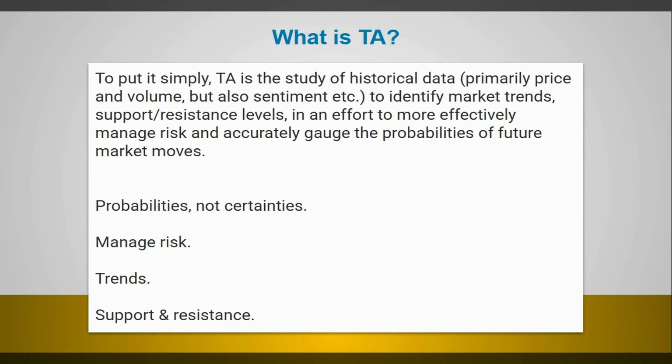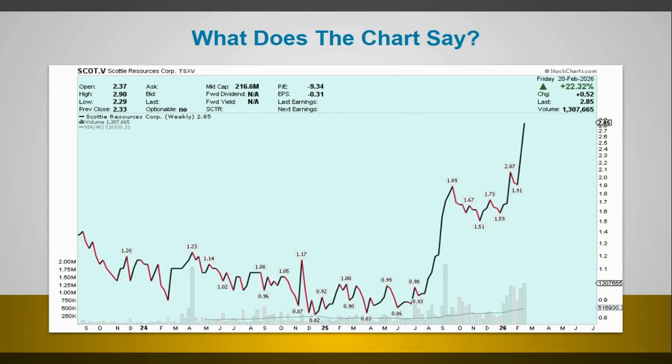And most importantly, with technical analysis, we're working with probabilities, right? We're gauging probabilities. We're trying to manage risk, identifying support levels on a chart, and trends. Really, the simplest way to use charts is just to look for trends. And if you can identify trends and participate in them, you're way ahead of the game, right? Trends are very powerful in markets. So let's take a look at a chart.